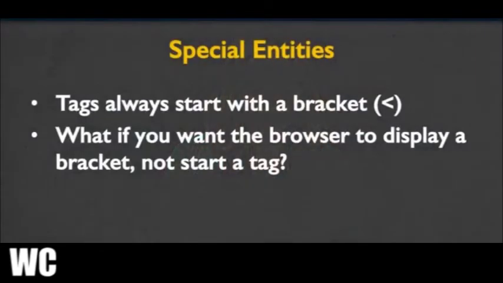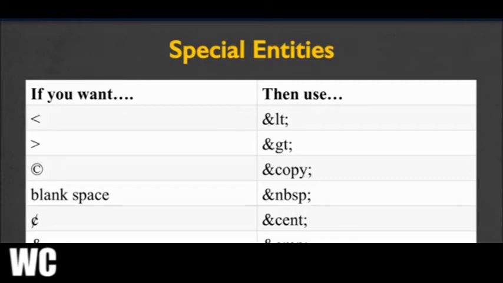Okay, so one of the things I told you was that tags always start with a bracket, which is fine. That's very easy to figure out, and the browser knows whenever it sees a bracket, it shouldn't display the content. It should do something fancy. So what do you do if you want the browser to display a bracket and say, hey, this isn't a start tag? Well, then you're going to use special entities. So if you want a bracket, you would then use ampersand LT semicolon. The LT stands for less than. And please note that's an L, not a 1. You could also do ampersand GT for greater than, ampersand copy.